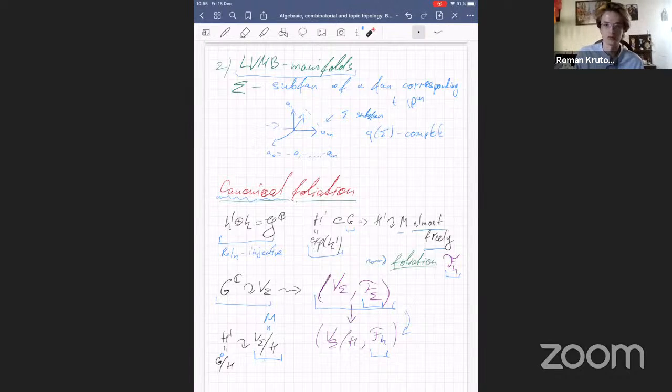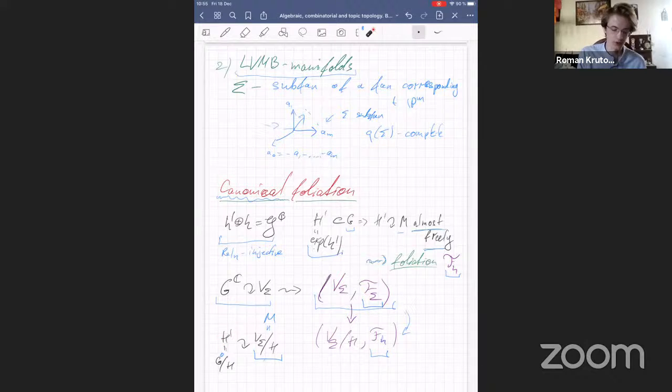If the action of the group is almost free, it always gives us a foliation on the whole manifold, by the leaves of this section, by the orbits of the section. So we call this foliation FH. Here's a picture. On the whole toric variety V sigma, which sits above our manifold with maximal torus action, the whole algebraic torus also gives some foliation F sigma on it.